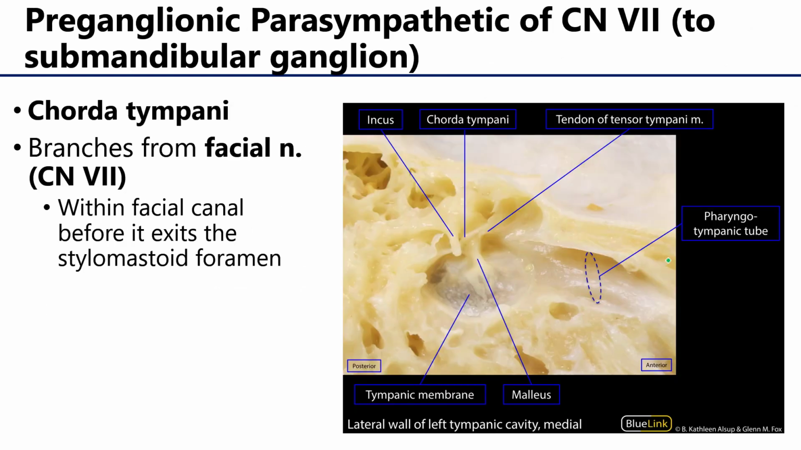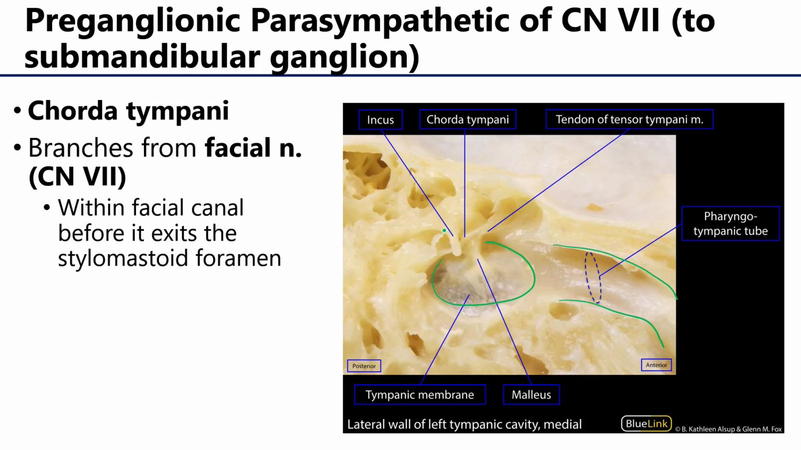So here we are within the middle ear. This is a view of the lateral wall of the middle ear, and I know that because I can see the eardrum, or the tympanic membrane. There's the eustachian tube, or the pharyngotympanic tube, that heads out to the nasopharynx. That's heading in the anterior direction.